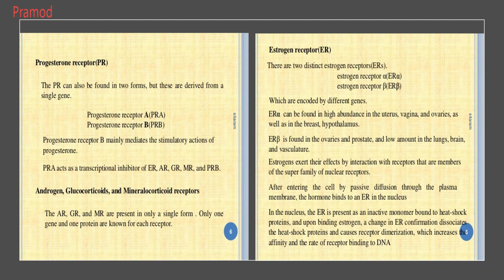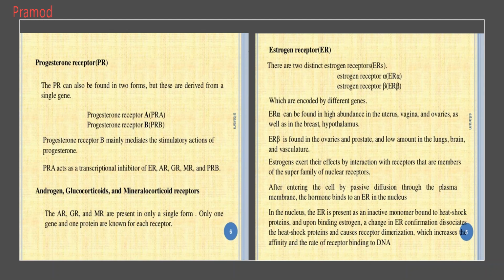Now estrogen receptors. The estrogen receptors are of two types, alpha and beta, which are encoded by different genes. They have different genes encoding them, alpha and beta. And where is alpha present? These are present in your uterus, vagina, ovaries, as well as in the breast and hypothalamus in the brain. And estrogen beta is present in your ovaries and prostate, and in a low amount in your lungs, brain and vasculature, that is your blood vessels. So this is where your estrogen receptors are present.